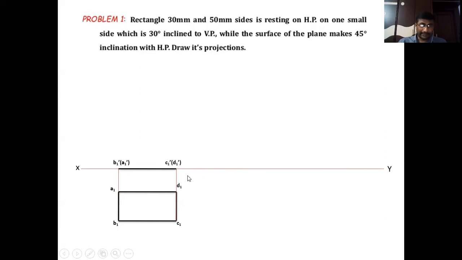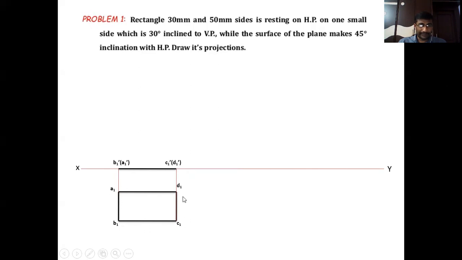Similarly, the next end point is C1 dash of D1 dash. When looking from this side, the C1 corner is visible and the D1 corner is invisible. Therefore, C1 dash represents the front view, and D1 dash is the front view of corner D1, which is invisible. That's why I placed it within the bracket. C1 dash of D1 dash is the other end of the front view. So this is the top view of the rectangle, and this is the front view of the rectangle.